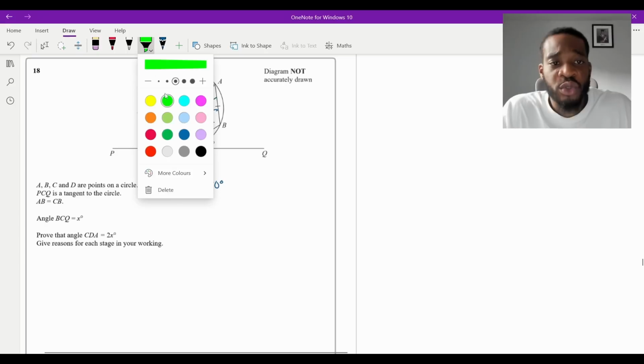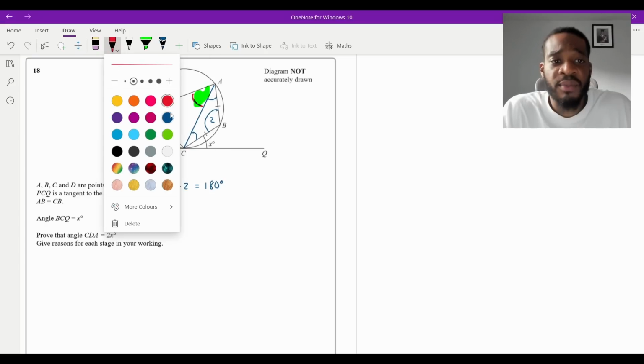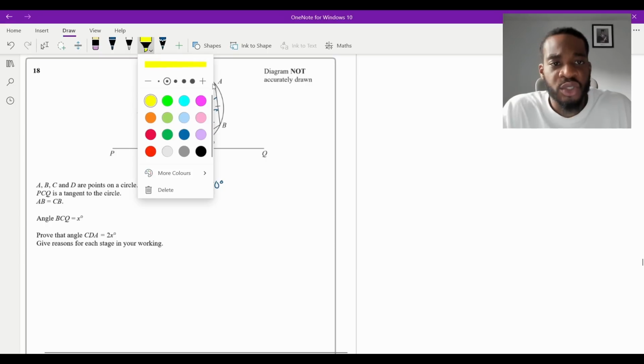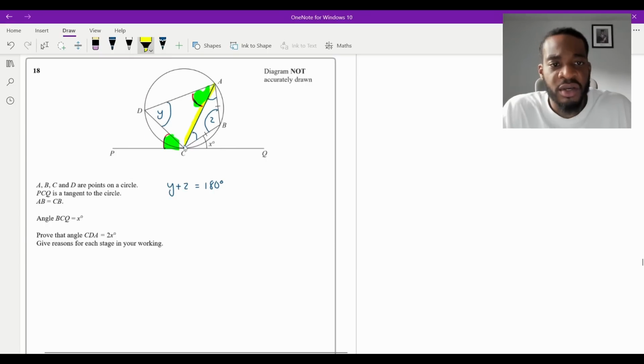Now, I could also use the alternate segment theorem again, and this is probably the one I'm going to use, because if I highlight this triangle here, the triangle that we've created with the two sides that are the same, then due to the alternate segment theorem, this angle X has to be equal to that angle at the corner in A. So what I'm going to say then is that this is an X.